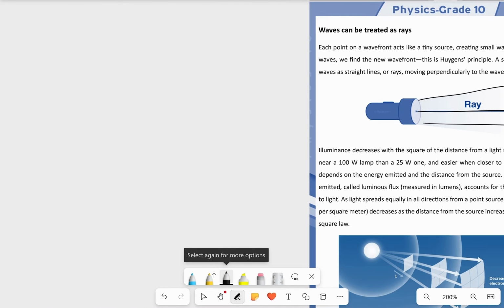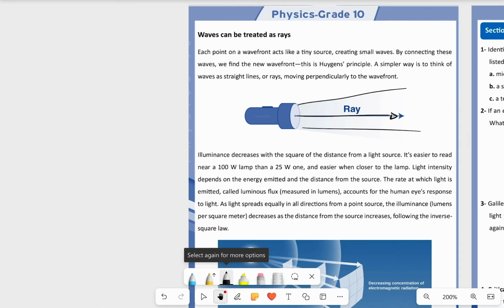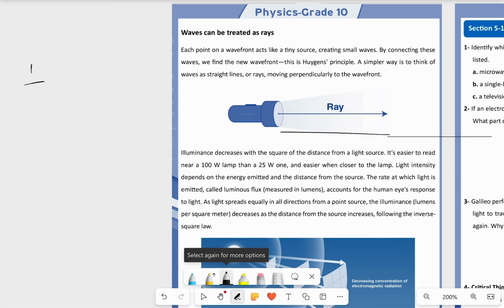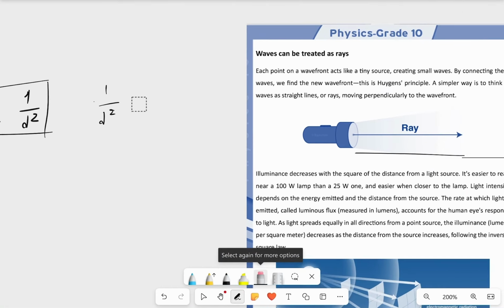Something else you should know here is that intensity of light follows the inverse square law, 1 over distance squared. So imagine you have two objects. We have a question like this in the section review. Imagine you have this source of light, and there is a distance to this. If you triple that distance, or if you double that distance, 1 over d squared is equal to what? Of course, we have intensity of light. Intensity of light is 1 over d squared.